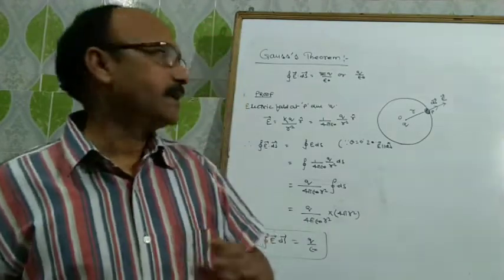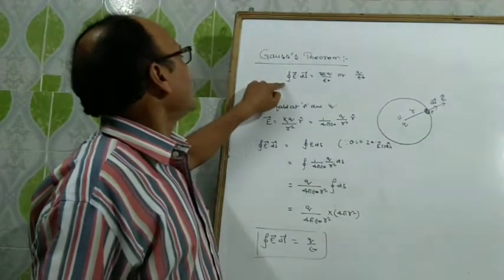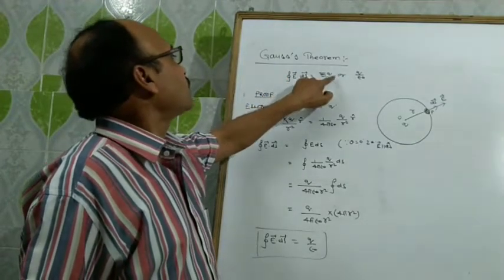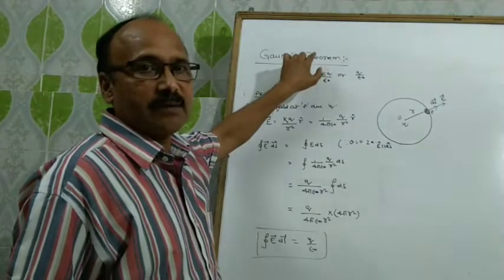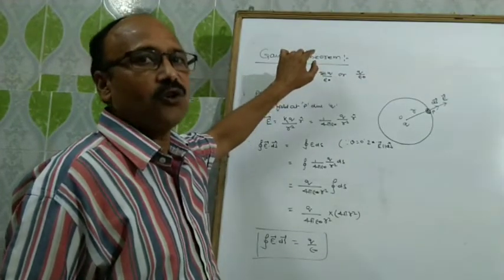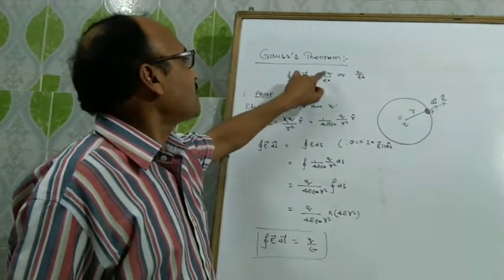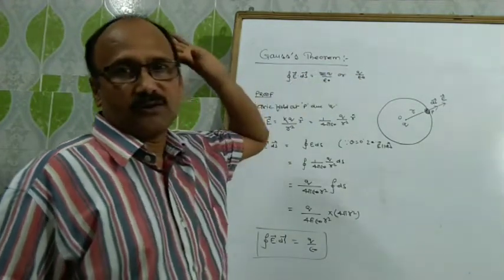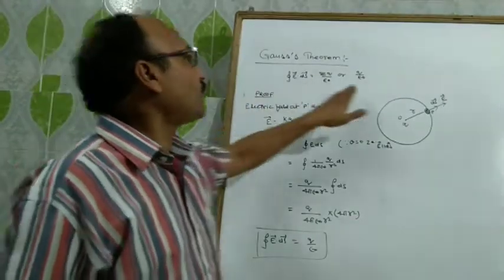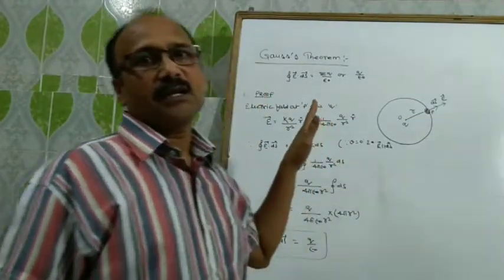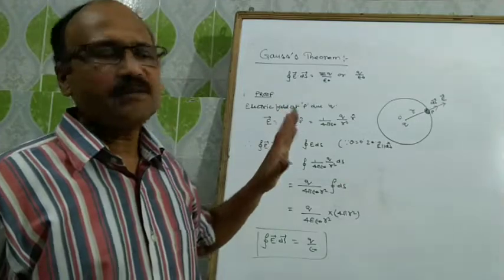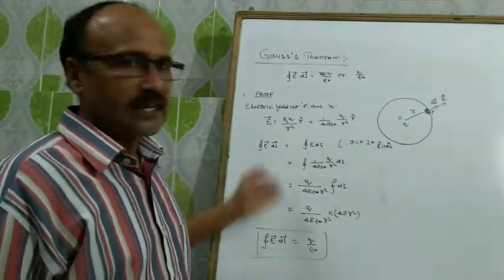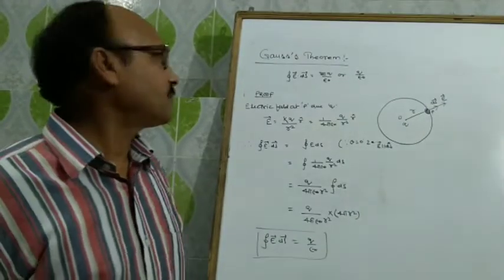Okay, so we can write that closed surface integration E dot ds will be equal to summation of total charge. We are taking the summation sign for total charge: summation q upon epsilon naught. Now the proof of this theorem. We know that the proof is not in your syllabus, but it is not so lengthy. It is of 4 or 5 steps, so you can see this proof.